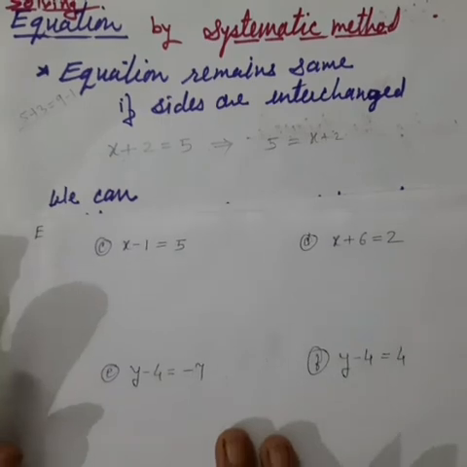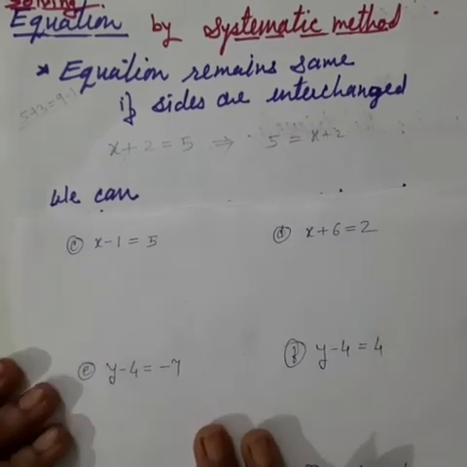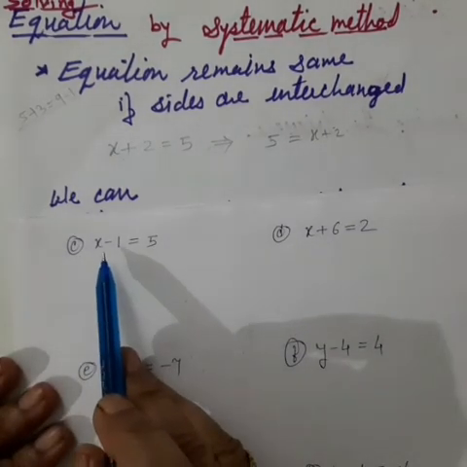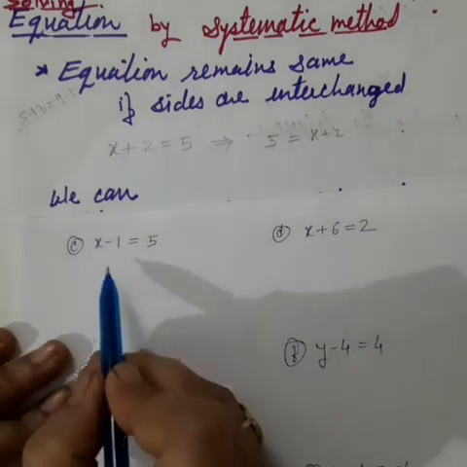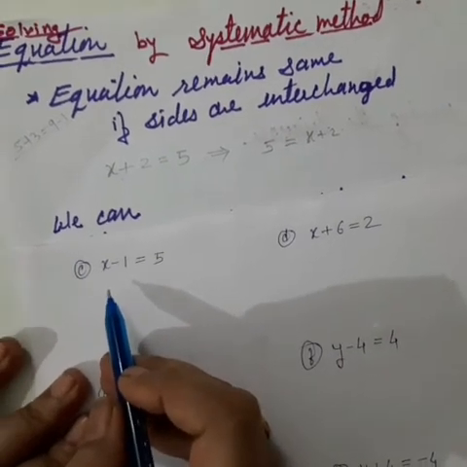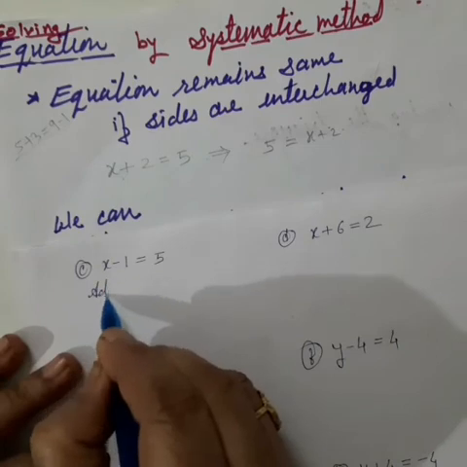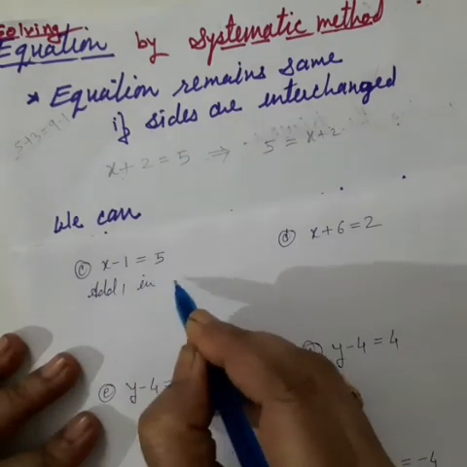Third, x minus 1 is equal to 5. Here now we don't want this minus 1. So we will add 1 on both sides.